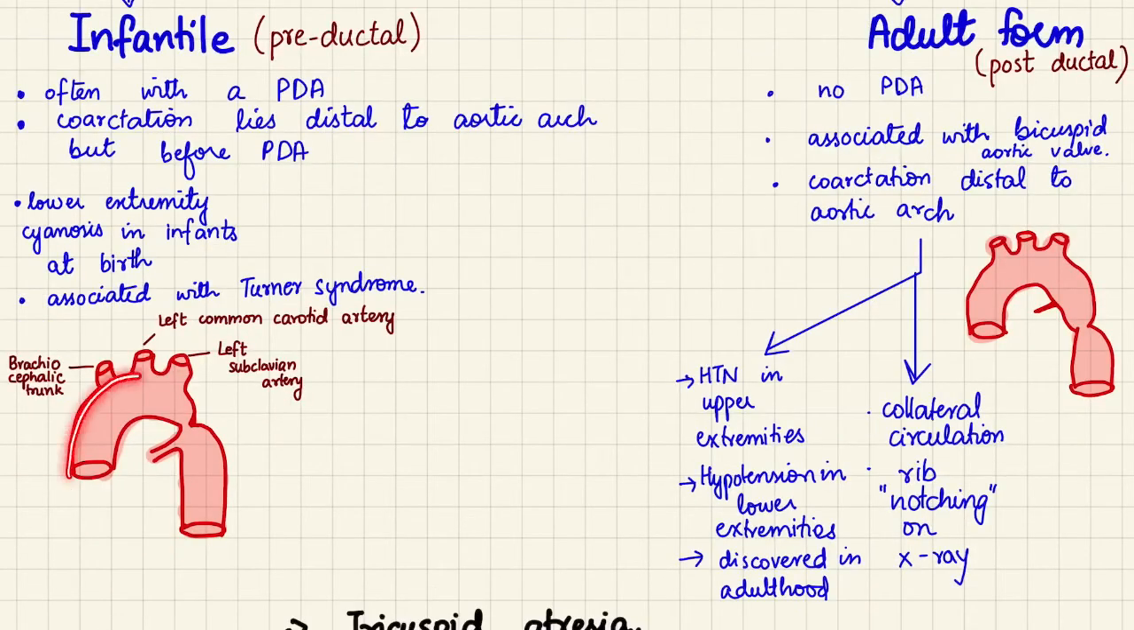Now, if we see this diagram, we can see that this is the aortic arch, the brachiocephalic trunk, the right one, there is one, and the left common carotid and the left subclavian have already arisen from the arch of the aorta, and then we have the constriction. So the head and the upper limb region will not be affected by this disease, but the lower extremities will suffer the most, and it is usually associated with lower extremity cyanosis in infants at birth. It is usually associated with Turner syndrome.